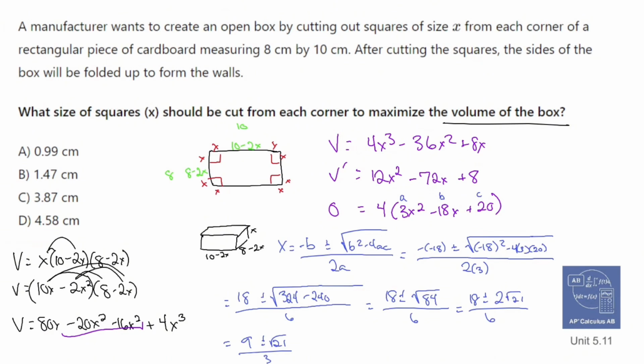Now I'm going to go off to the side and see what I get. All right, so I got x equals, give or take, 4.53 and 1.47.